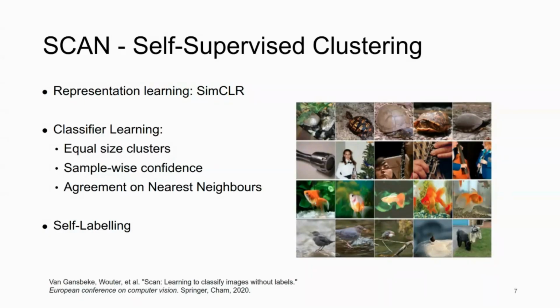Next, it learns a classifier that should split the train data into the different classes, and it uses three kinds of losses. They use an entropy loss in order to encourage an equal number of samples to belong to each class. They use sample-wise confidence. They want each sample to be confidently assigned to the class that it is assigned to, and they want nearest neighbors that were calculated in the first stage to be assigned to the same semantic class. And they finish with some self-labeling procedure.